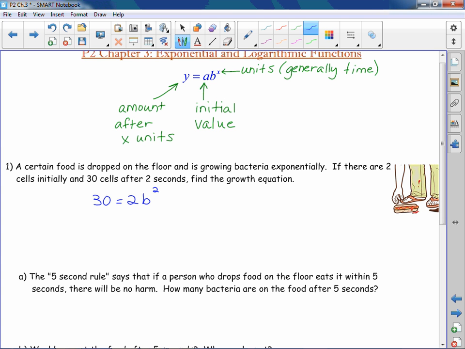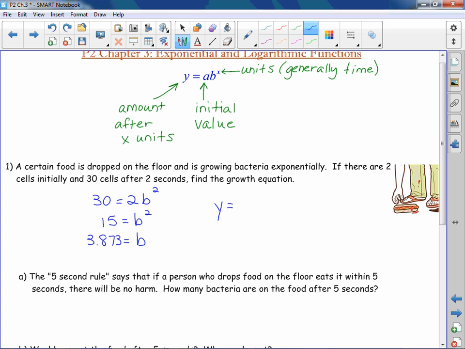Okay, now we solve for B because we need to figure out what B is. So divide by 2, and you get 15 equals B squared. Then you grab your calculator, and B is going to be equal to 3 point what? 3.87. Give me 3 decimal places. 873. Okay.